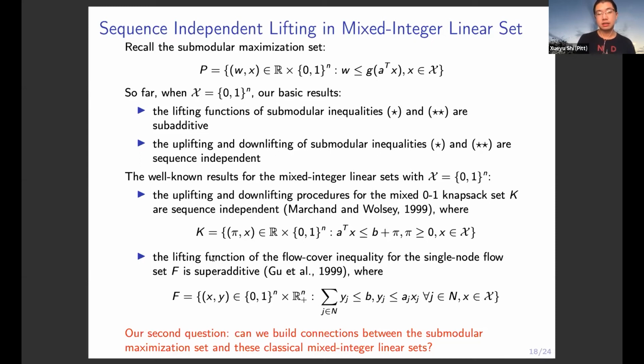And the other example is the single node flow set. The lifting function of the flow cover inequality for the single node flow set is superactive, as shown by Gu in 1999. So therefore, our question is, can we build connections between the submodular maximization set and this classical mixed integer nonlinear set, because they all have such a special sequence independent lifting property? And the answer is yes.